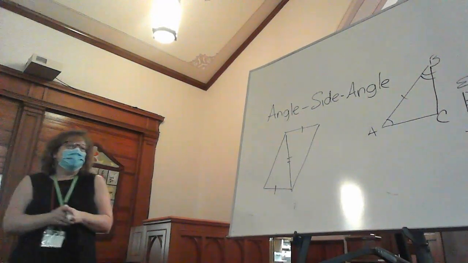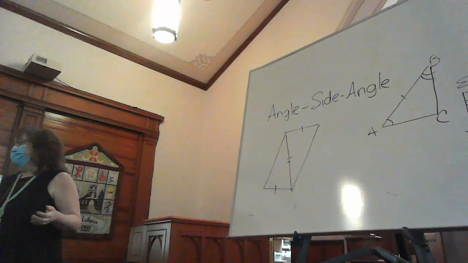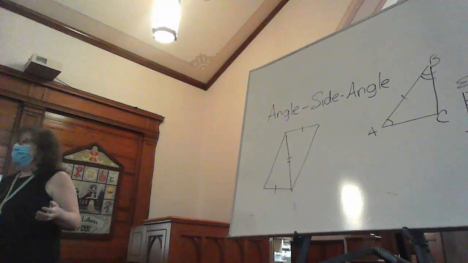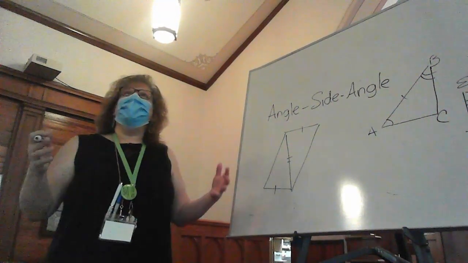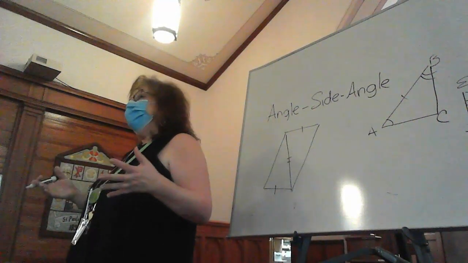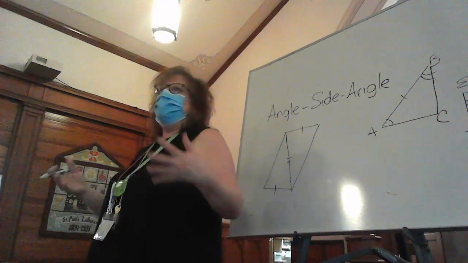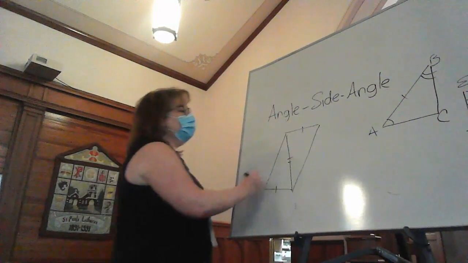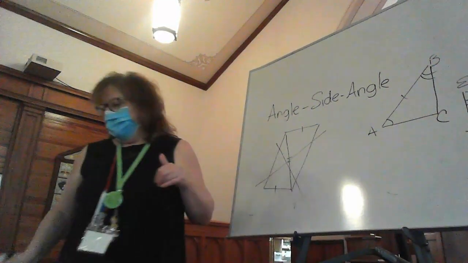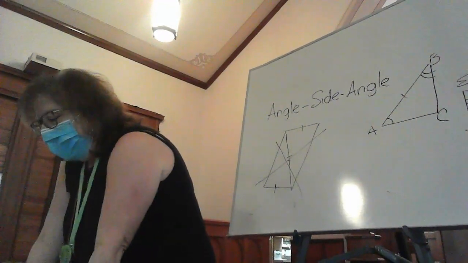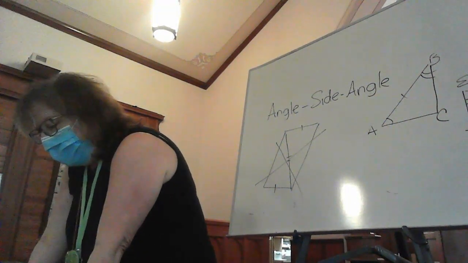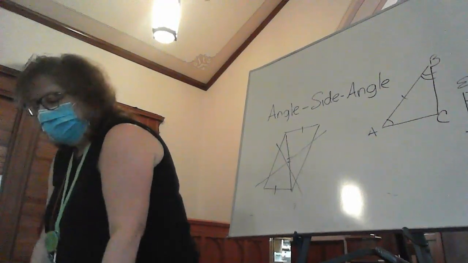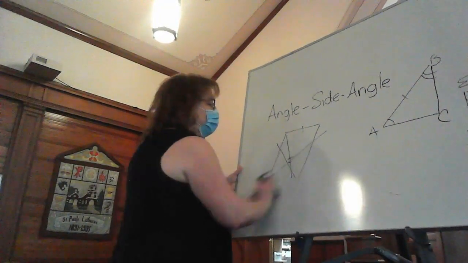Now, do I have any information on these angles at all? Any information on the angles? No. So I can't just create a side-side postulate. I need information about the angles. So this one would be a big fat no. I don't have enough information. And then finally, the next one, I guess I can draw this one too.